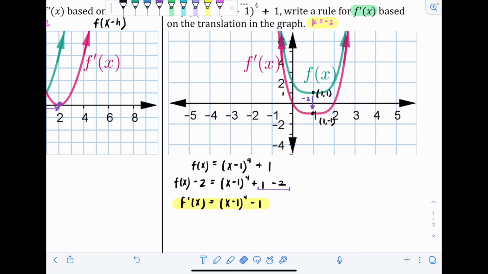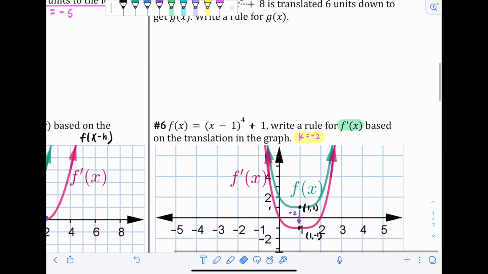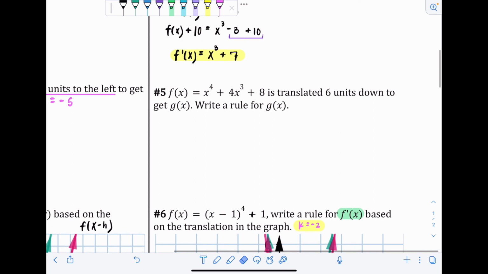Okay, and then we're going to go back to number 5. I'm going to make some changes to number 5, though, just to get an example in with both vertical and horizontal translations at once. So number 5 originally says f of x equals x to the 4th plus 4x cubed plus 8 is translated 6 units down to get g of x. I'm also going to say 4 units to the left.